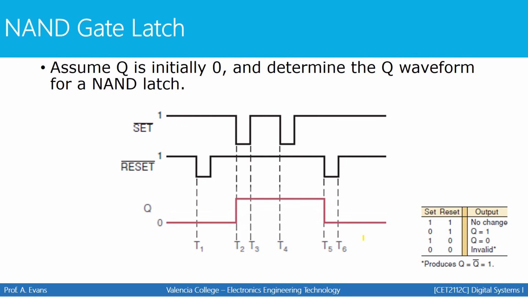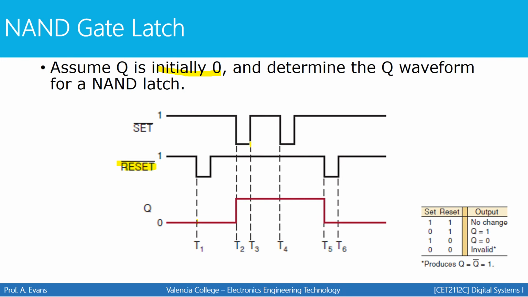All right, and here's the waveform you should have. Notice that when set and reset are both 1, there's no change. Q is initially 0, which means it's going to stay 0. When reset goes low, that active low input, it triggers the flip-flop to have an output of 0. The output was already 0, it's just going to continue to stay low. Then when set and reset both go back high, no change.